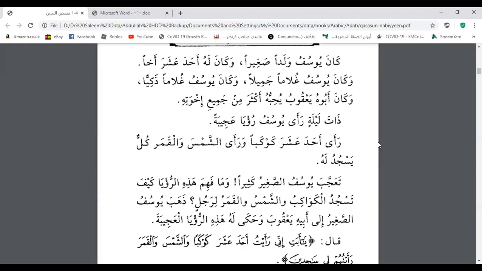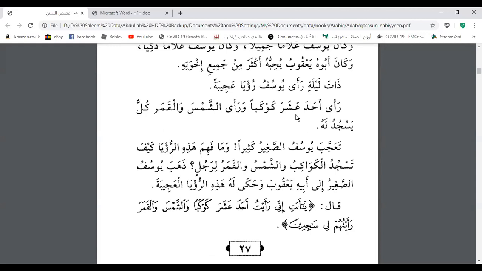One night, Yusuf alayhi salam saw a strange dream. He saw 1 and 10, means 11 stars. He saw the sun and the moon. Everyone, every one of those, prostrating to him.